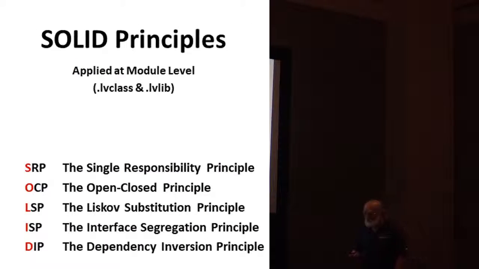So in the book, on Agile design principles, there are two groups. One is SOLID, the topic of today, and we have five of those: single responsibility, open-closed, Liskov substitution, interface segregation, and dependency inversion, which makes the SOLID abbreviation. And they are applied at the module level. In LabVIEW, these are classes and libraries. This is what we do as software developers every day.